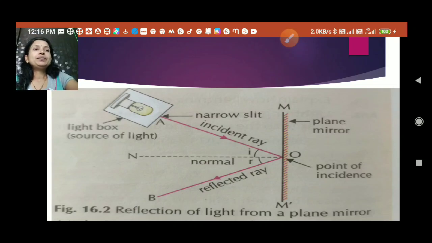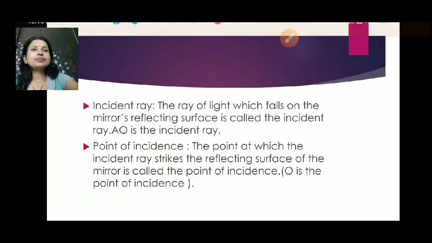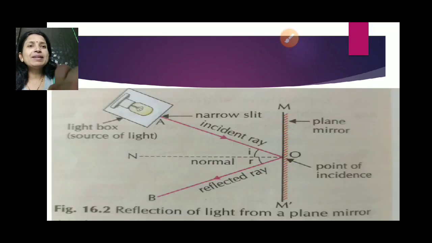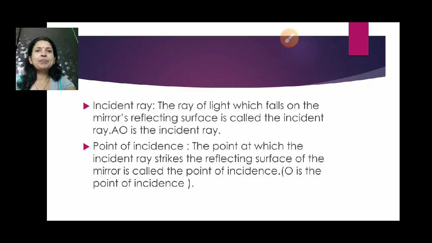So first of all, what is meant by an incident ray? Very easy to understand. The ray of light which falls on the mirror's reflecting surface, the sunlight or light ray that has come, we call the incident ray. In this diagram, AO is the incident ray. Now the point of incidence, O, which I mentioned: the incident ray reaches there and from there the reflected ray bounces back. That point is called the point of incidence.